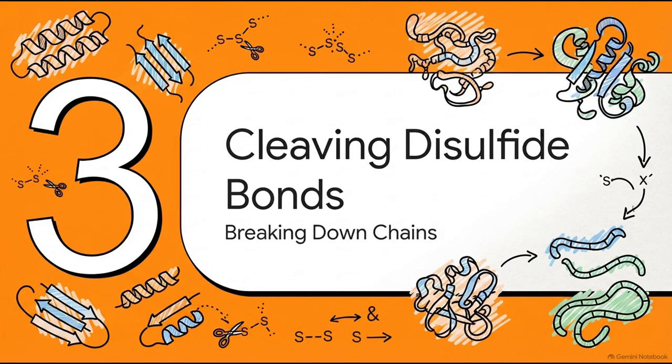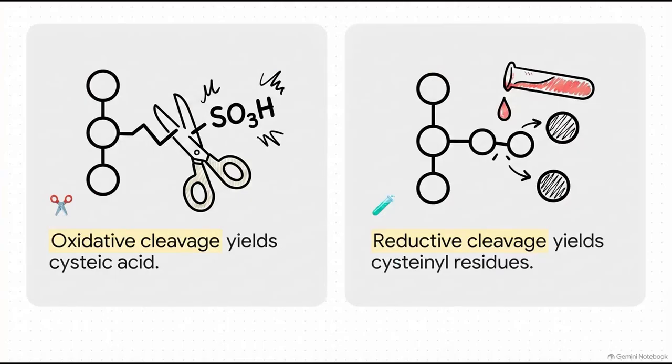Okay, Section 3. Cleaving the disulfide bonds, breaking down the chains. Fantastic! We've isolated our target protein. But wait, proteins are often folded up tightly and held together by these really strong covalent bonds. Chains ko todna parega. We absolutely need to break apart those adjacent polypeptide chains so we can sequence them properly. And hey, this brings us to a classic exam question. How do we cleave disulfide bonds? Well, there are 2 main ways, and you absolutely must know the difference.